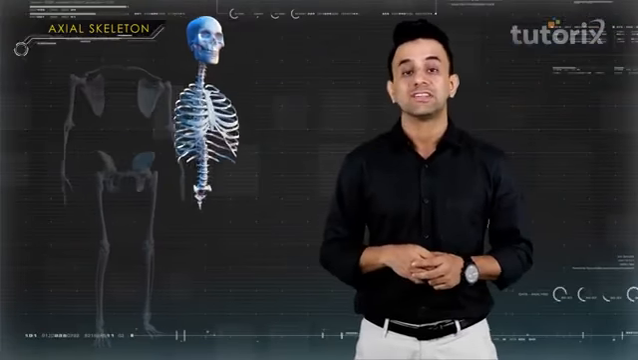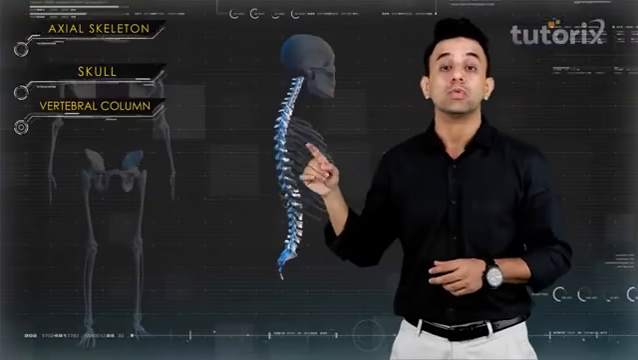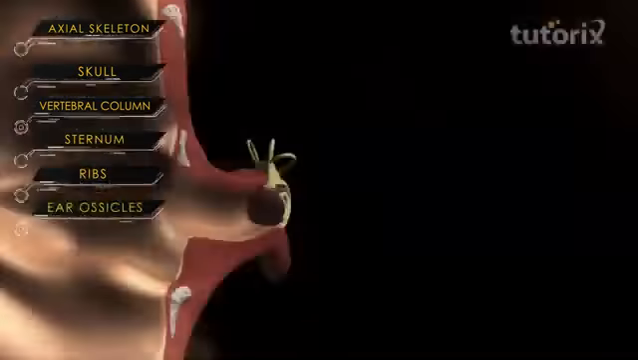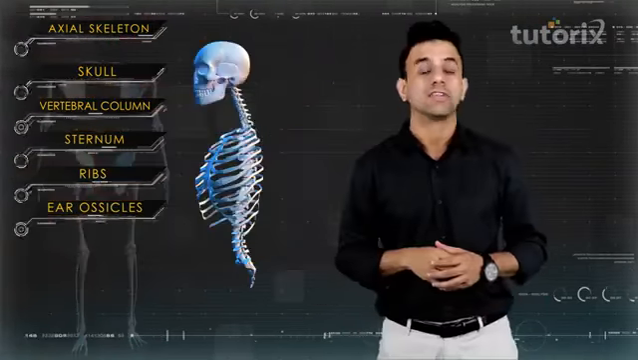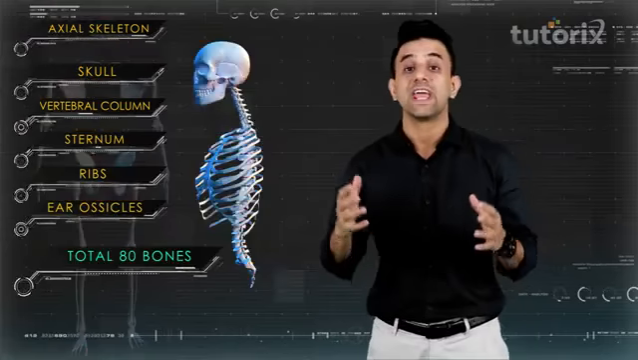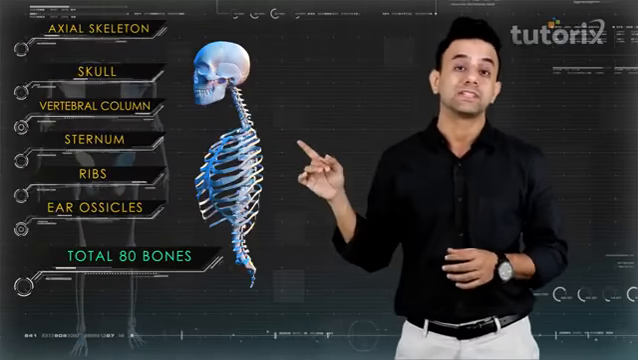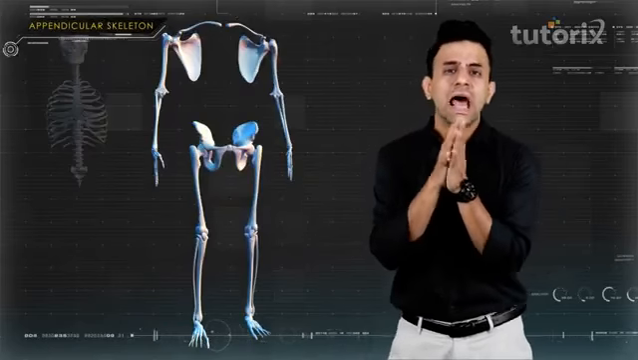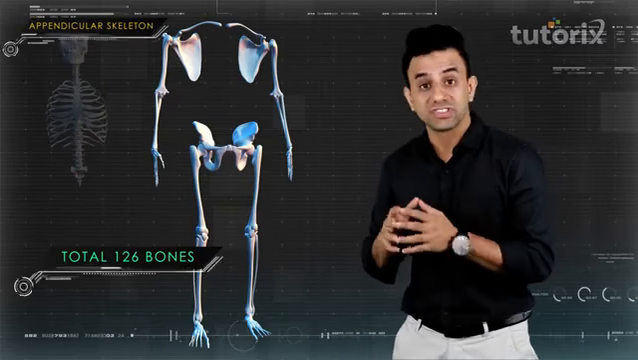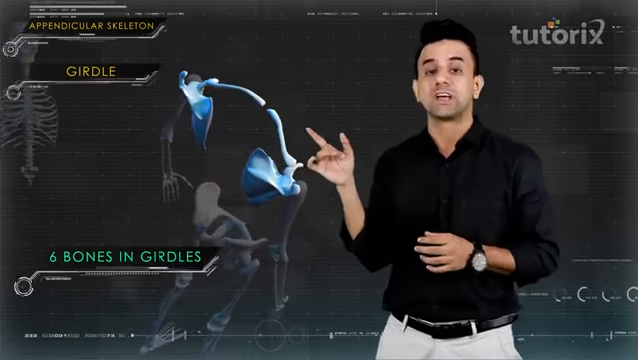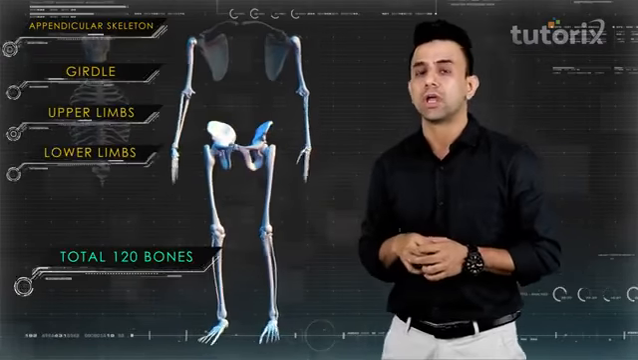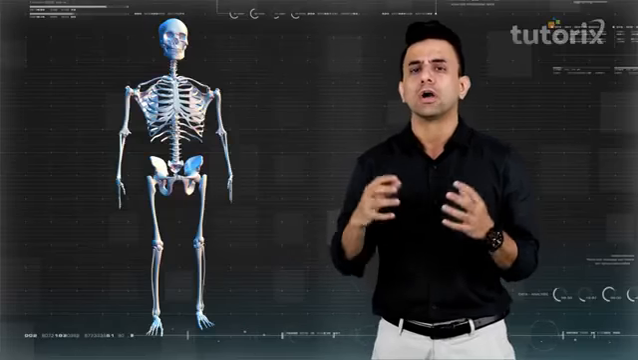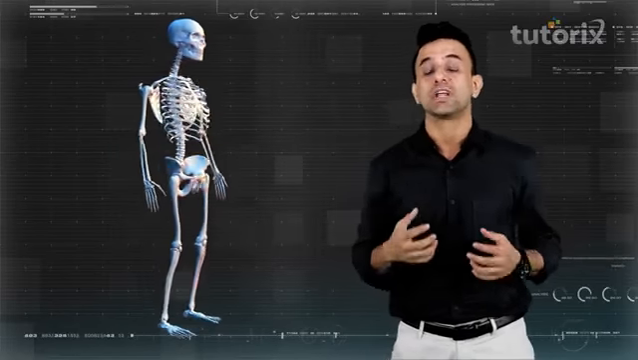The axial skeleton consists of the bones of the skull, the vertebral column, the sternum, the ribs, the ear ossicles, and the total number of bones in the axial skeleton are 80. Not only this, even the appendicular skeleton has got 126 bones, about 6 bones in the girdles, and 120 bones in both the upper and the lower limbs. So we have a good idea about the bones in our body.